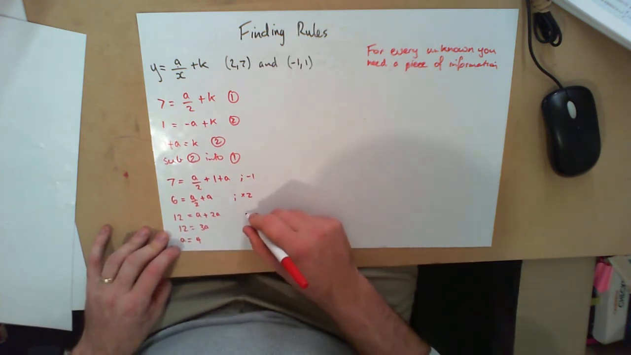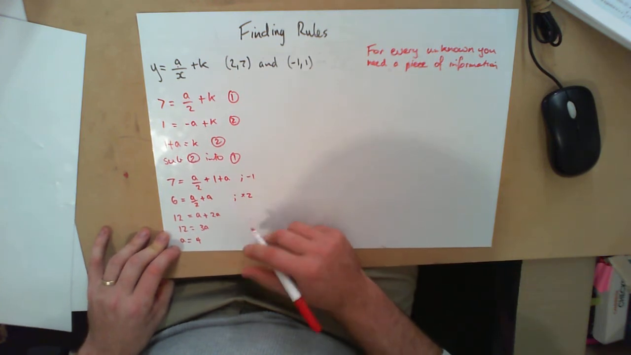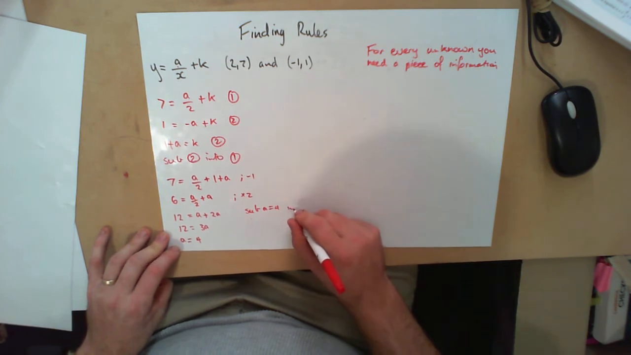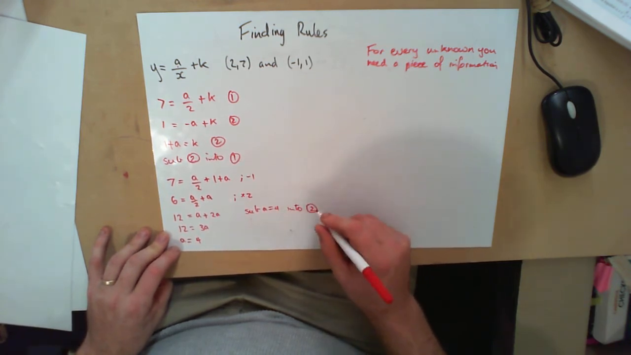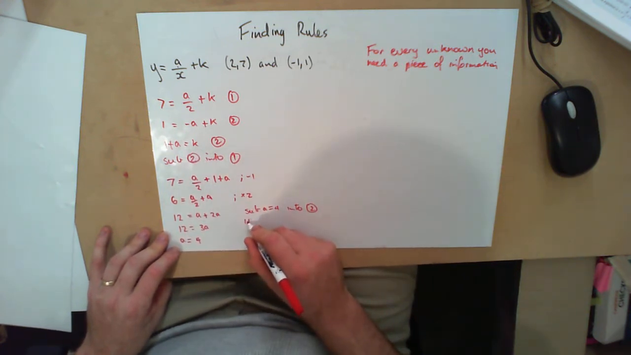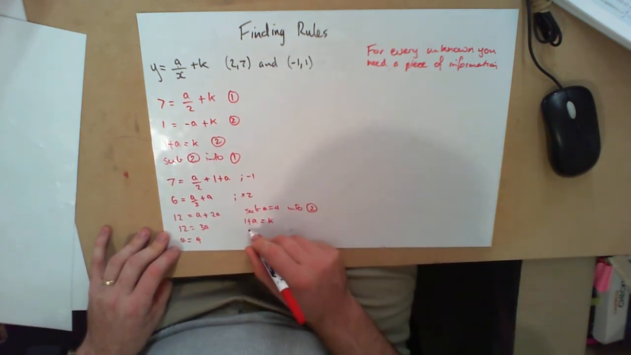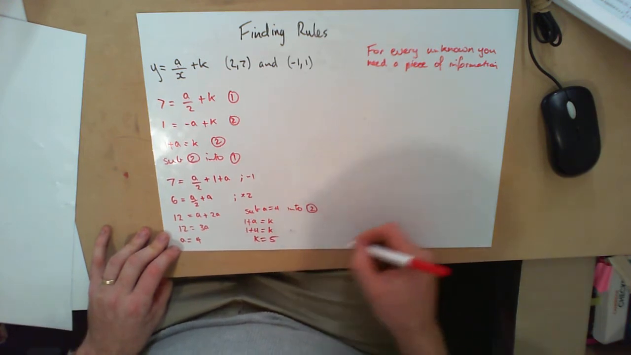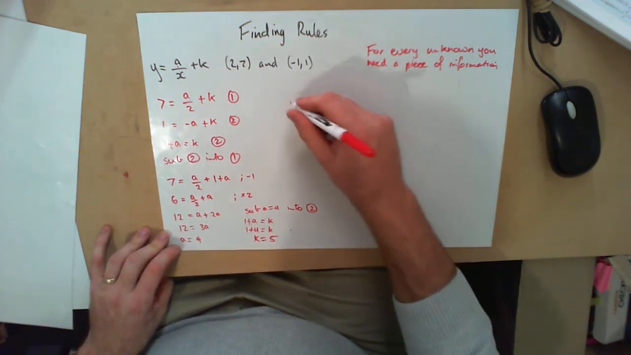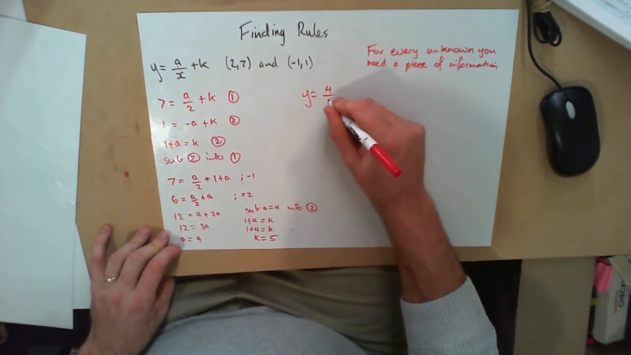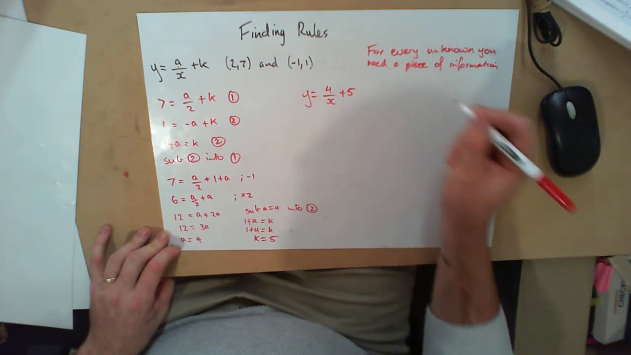So now I'm going to sub a equals 4 into equation 2. The reason I do that is because I'm trying to find k and I've already got this equation set up. So I've got 1 plus a equals k, so 1 plus 4 equals k, so k is going to equal 5. So all up, my equation will become y equals 4 on x plus 5.